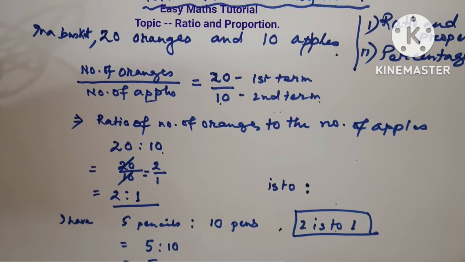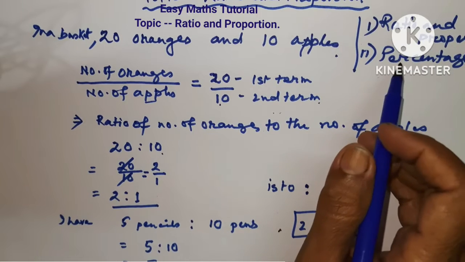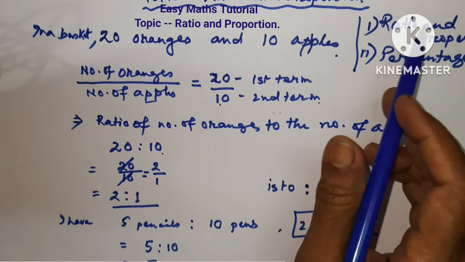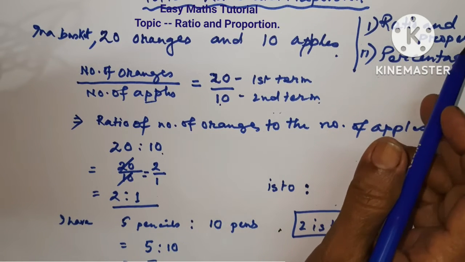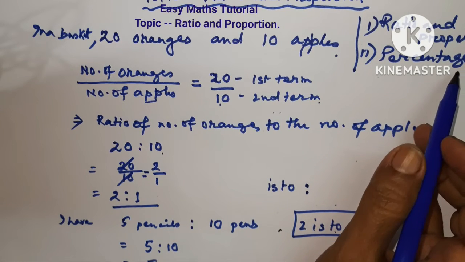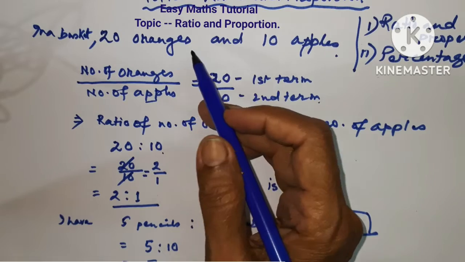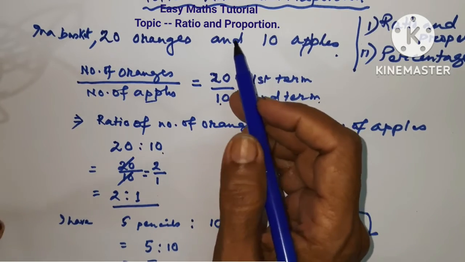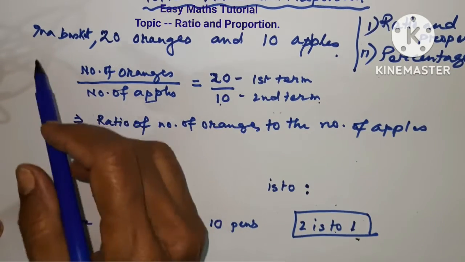Today's topic is ratio and proportion. What is ratio and proportion? When we want to compare two quantities, we can do it either through ratio and proportion or through percentage. Here we will compare the two quantities by ratio and proportion.